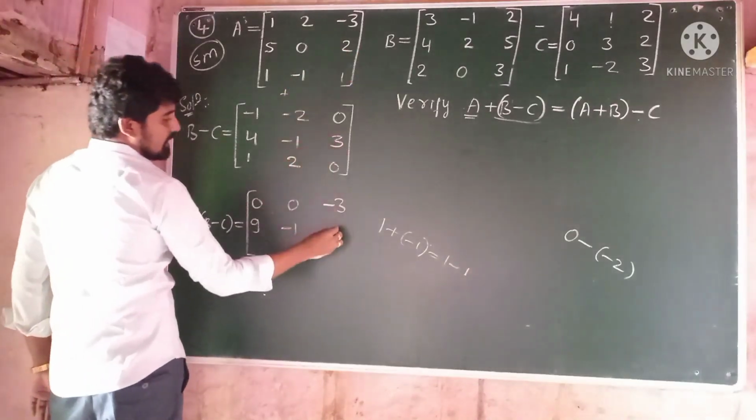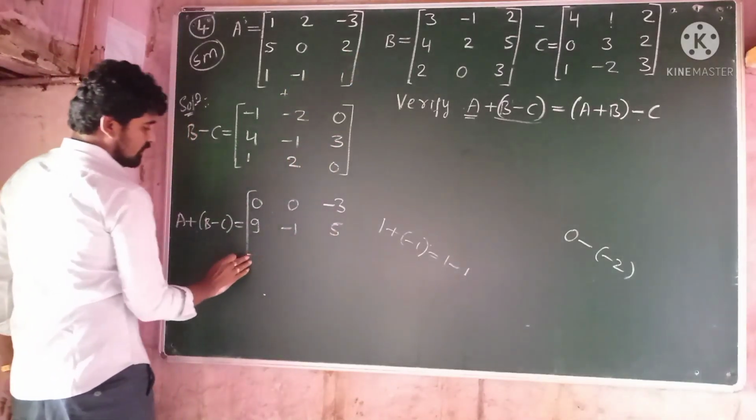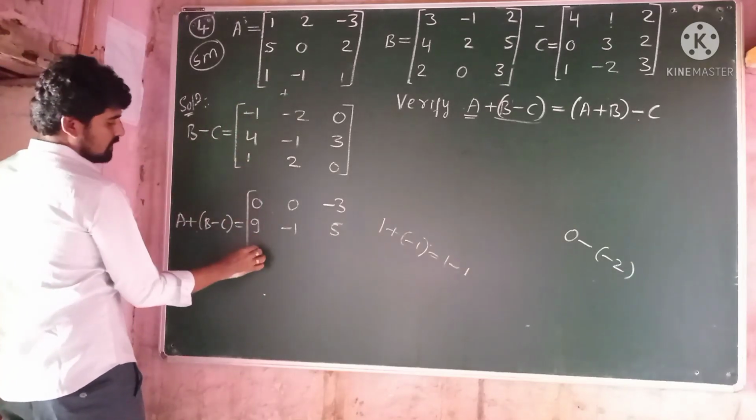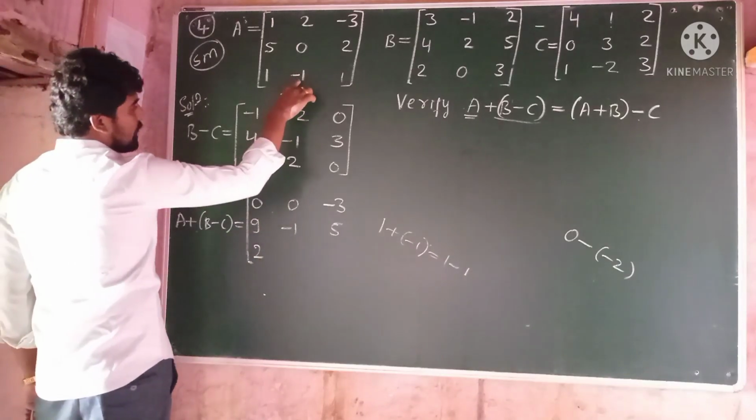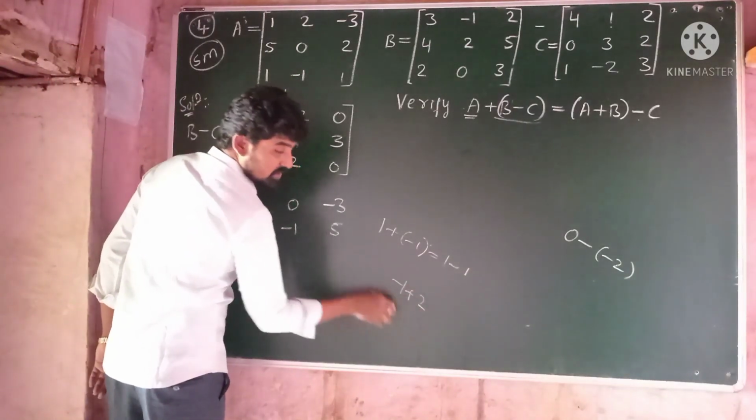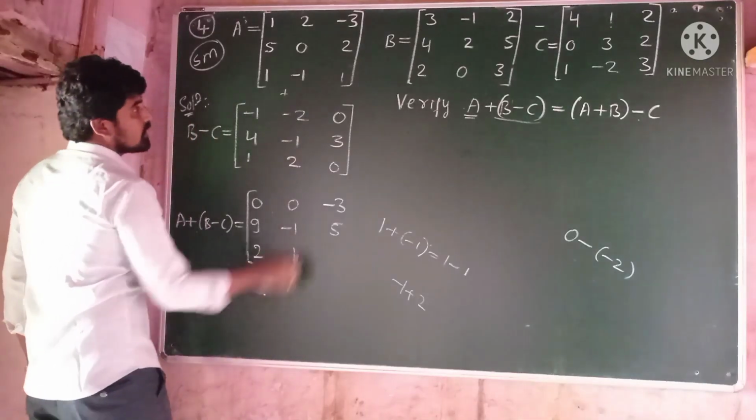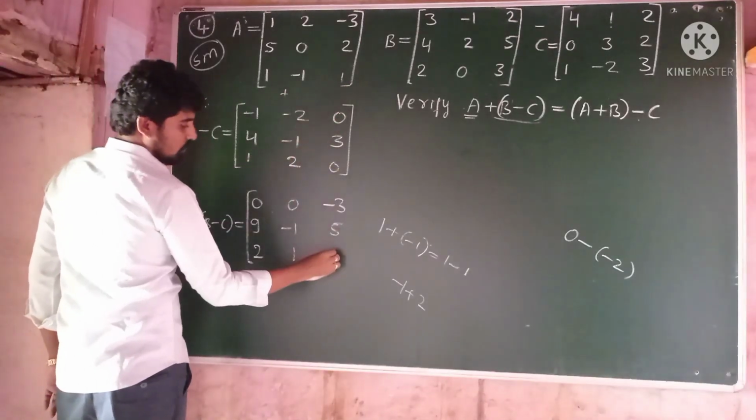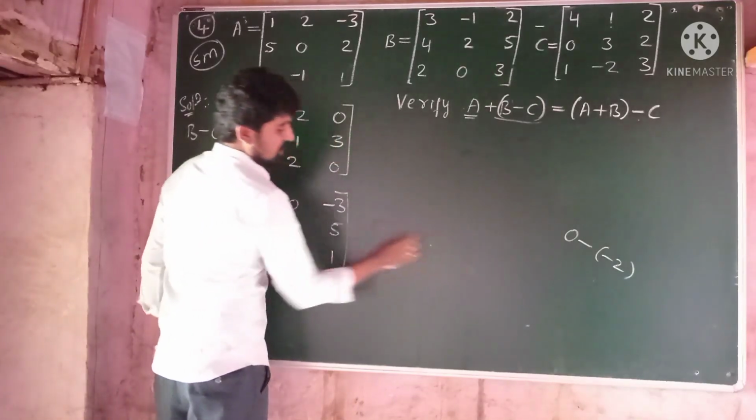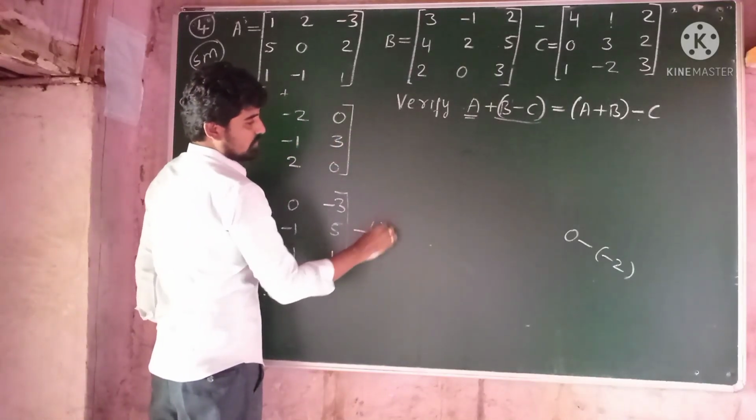2 plus 3, 5. 1 plus 1, 2. Minus 1 plus 2 means 2 minus 1, which is 1. 1 plus 0, 1. And this is the required LHS. Call it equation number 1.